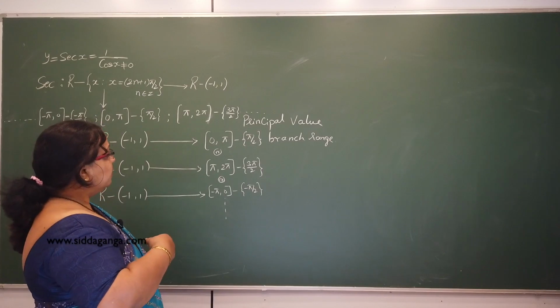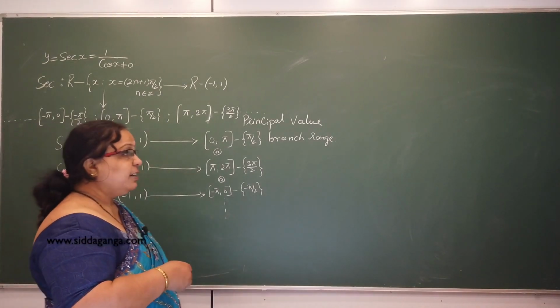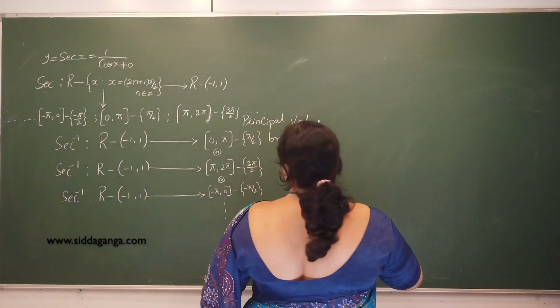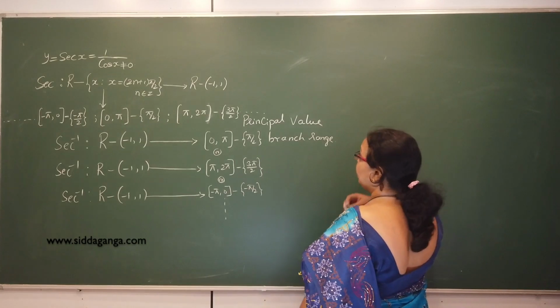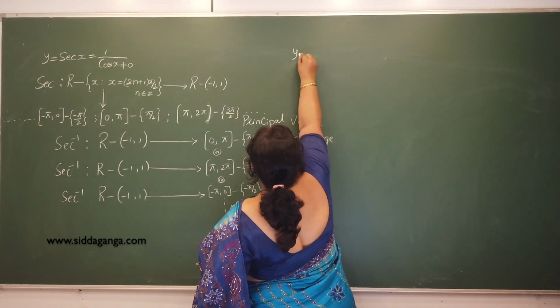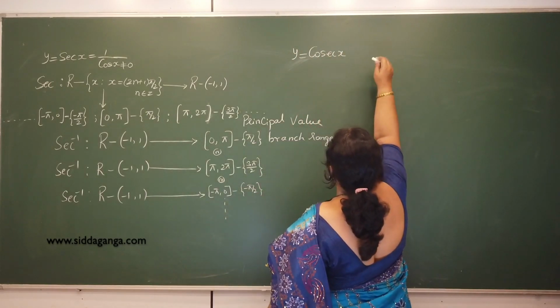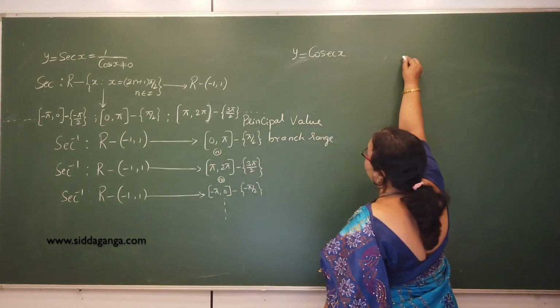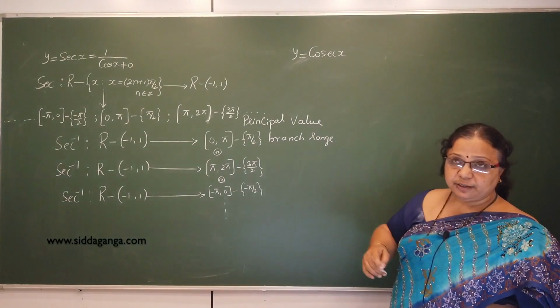So now, the next co-ratio, the co-ratio of secant, is cosecant, cosec theta, also called cosecant x. So here now we come to the sixth trigonometric function, that is y equal to cosecant x, and we have to study its inverse, that is the inverse of the cosecant function.